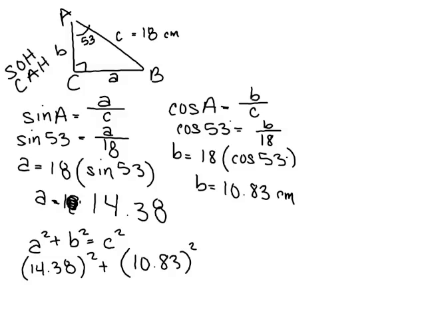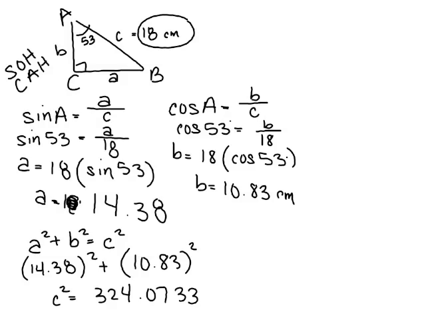14.38 squared plus 10.83 squared equals... so C squared equals 324.0733. If I take the square root of that, 18.002. Okay, so we knew 18.002, that's pretty darn close.